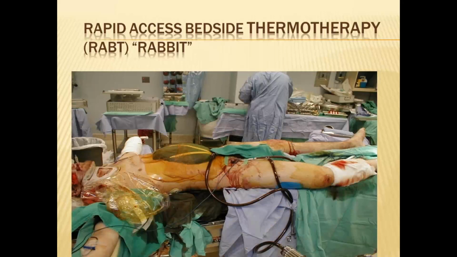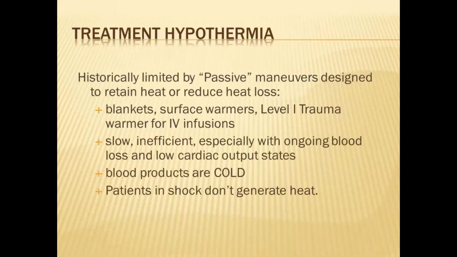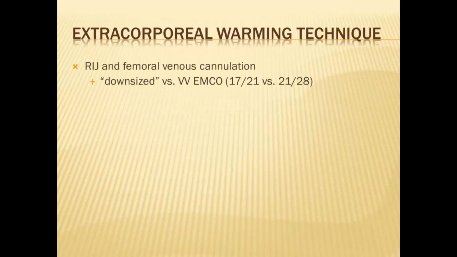There is rapid access bedside thermotherapy. Usually when the patient comes in a shock state, cold and hypothermic, the usual manoeuvres to improve the hypothermia are surface warmers and blankets, but they are all going to be difficult because there is very poor circulation, so that is probably not going to help much.